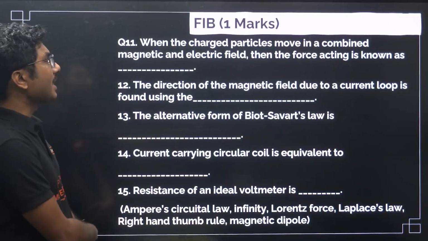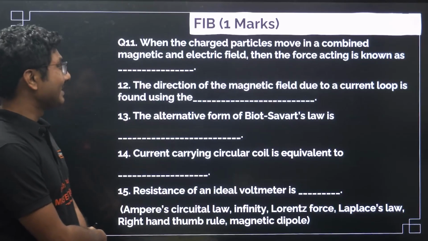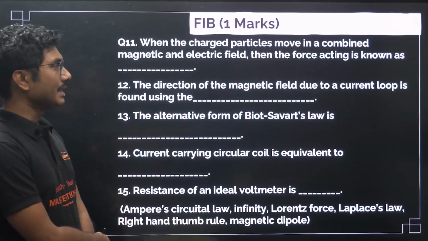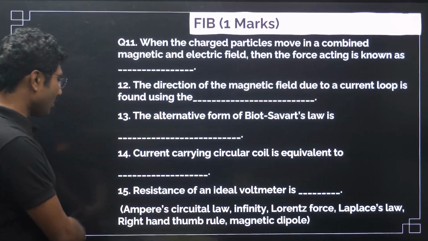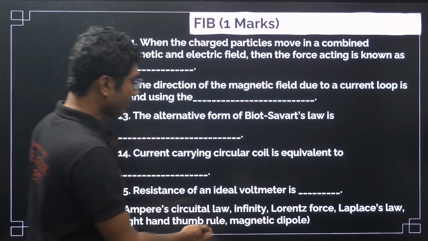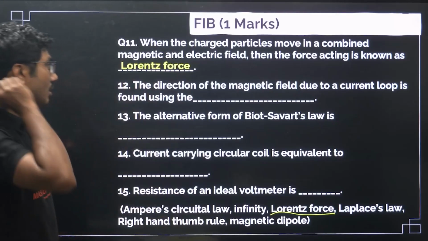When charged particles move in a combined magnetic and electric field, the force acting is known as the Lorentz force. Combined electric and magnetic field is definitely called Lorentz force. Let us see if the Lorentz force option is there. Yes, it is there. So the first answer is Lorentz force.